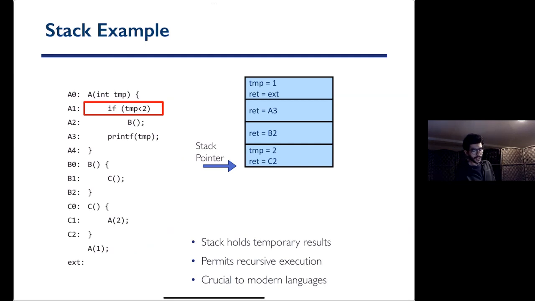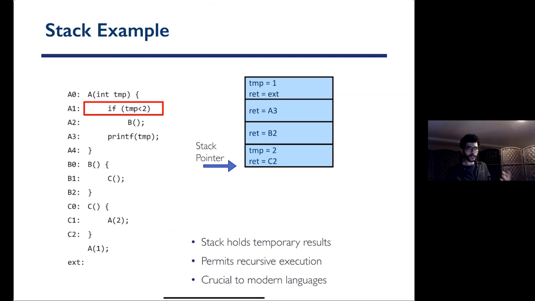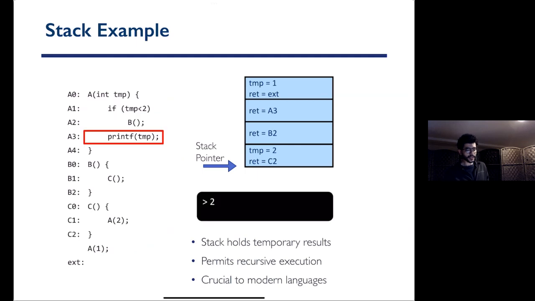Now, inside A, we again see TMP, right? Where do we find the value? We find the value on the stack. So we look at the top of the stack. We see TMP 2, and we use that. And well, 2 is not less than 2, so the condition is not met. So we're not going to go inside if. We go to printf. So this is like I'm emulating the command prompt. So we're going to print 2.